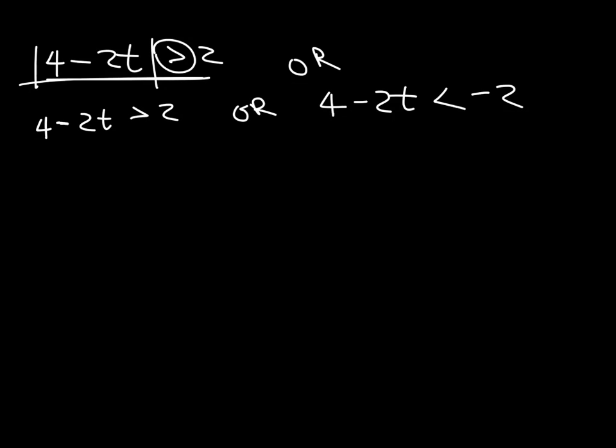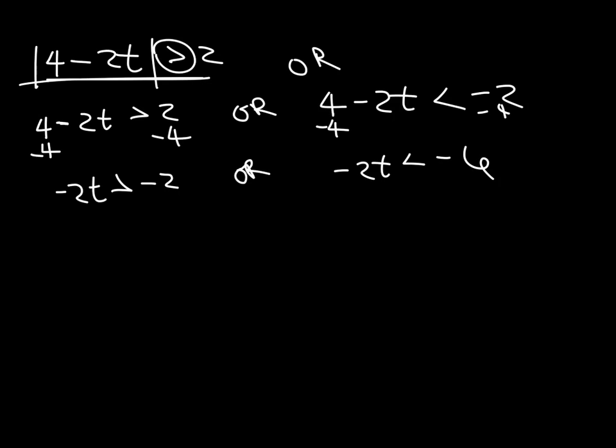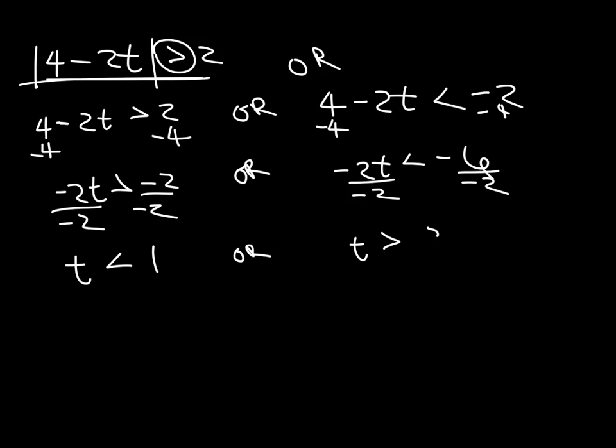Alright, so subtract 4, and I've got negative 2t is greater than negative 2, or subtract 4, negative 2t is less than negative 6. Now I'm going to divide by negative 2. When I divide by negative 2, remember the sign switches around. Or, and again, divide by negative 2, divide by negative 2, the sign switches around. So you end up with those answers.